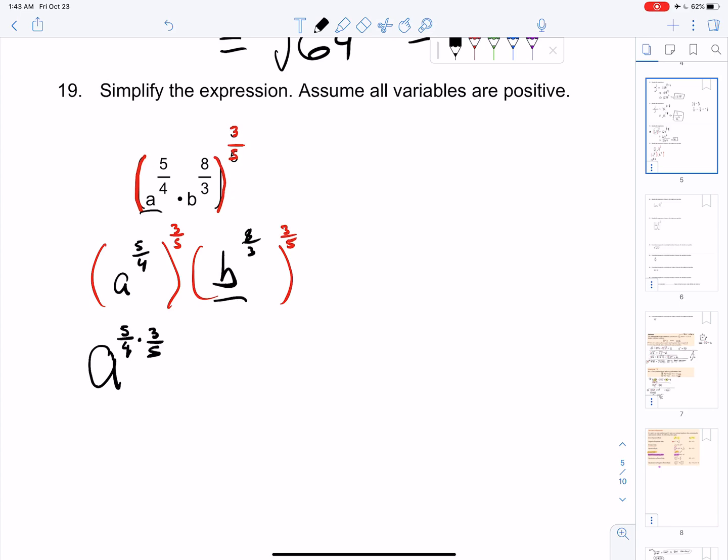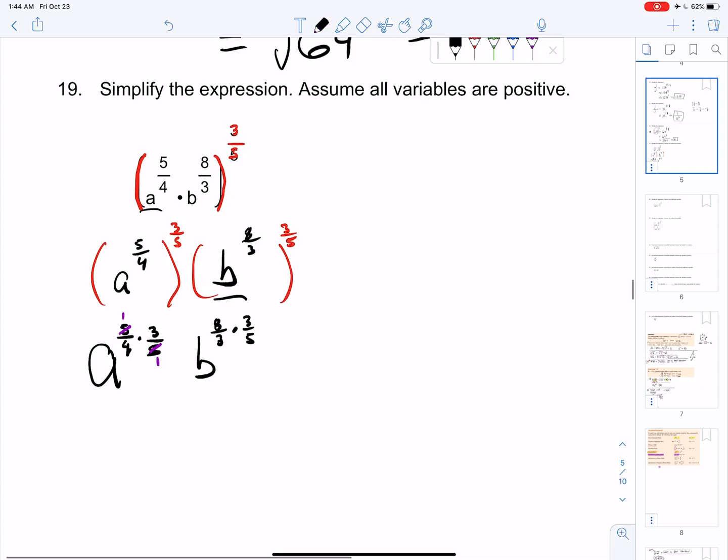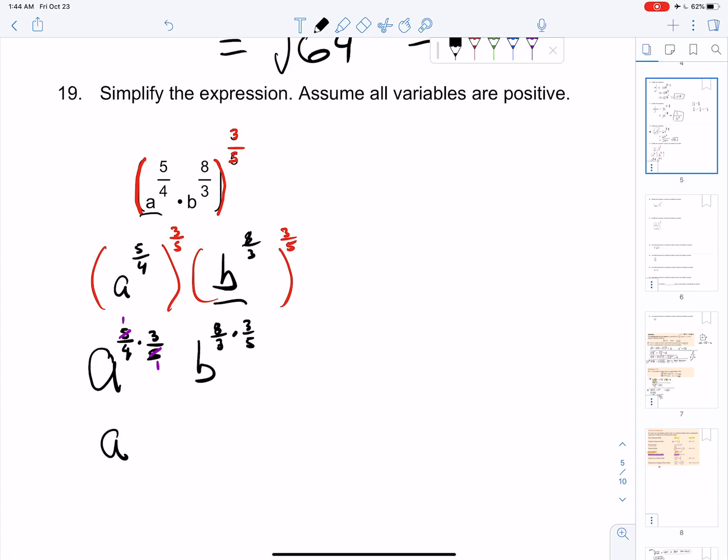And this is equivalent to b raised to the 8/3 times 3/5. We see some nice things that will reduce, like 5/5 reduces down, which is now going to leave us with a 1 times 3 is 3 in the numerator. 4 times 1 is 4. Okay, well, how about the next one? Is anything nice reduce here? How about 3 will reduce with 3, leaving us with b raised to the 8/5.